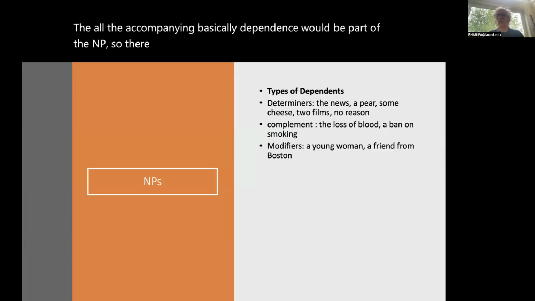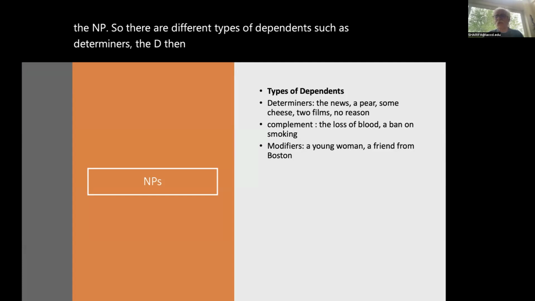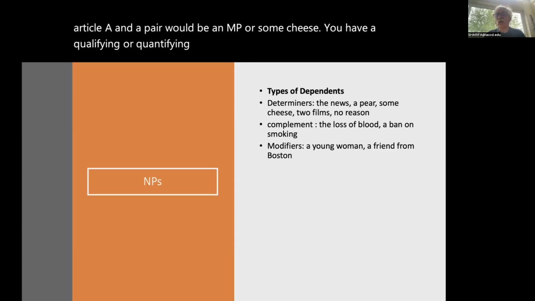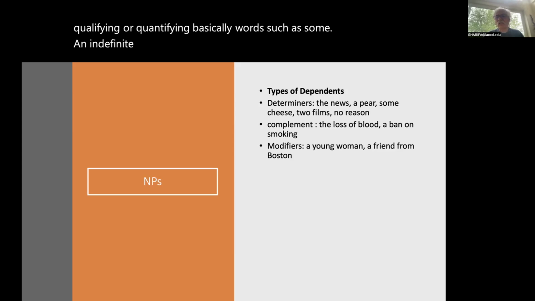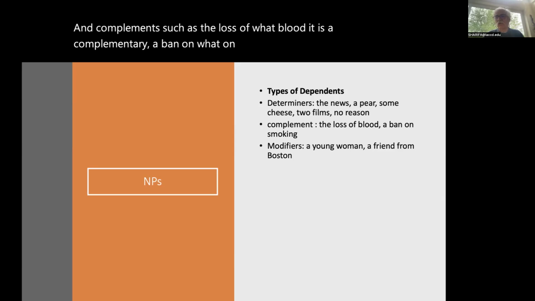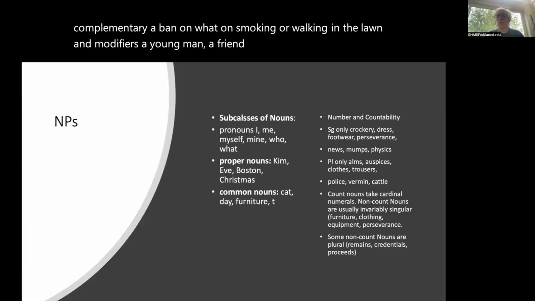So there are different types of dependents, such as determiners, the news, that would be an NP, a pair, indefinite article a, and a pair would be an NP, or some cheese. You have qualifying or quantifying words such as some, an indefinite amount, and that is an NP, or two films, or no reason. And complements such as the loss of what? Blood. It is a complement, a ban on what? On smoking or walking in the lawn. And modifiers, a young man, a friend from Boston.